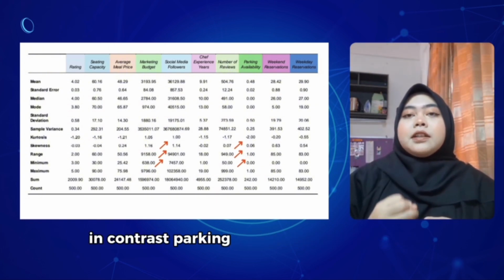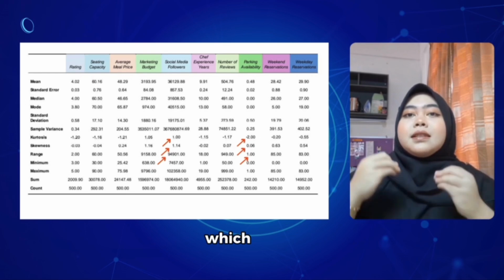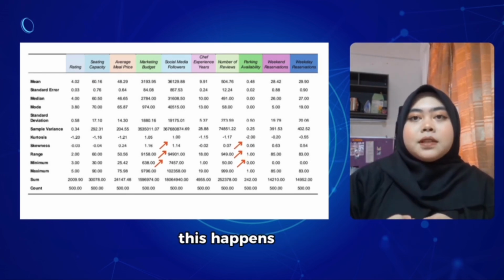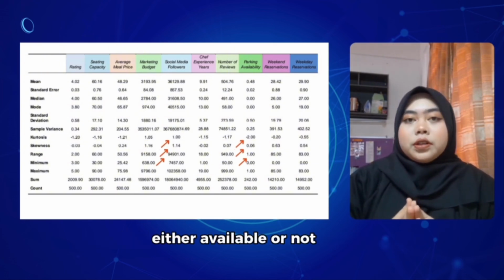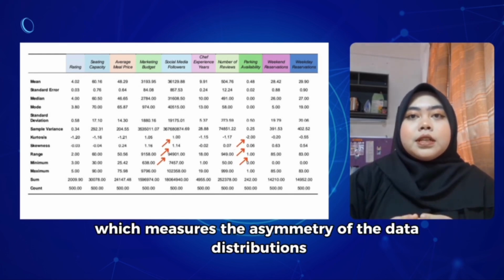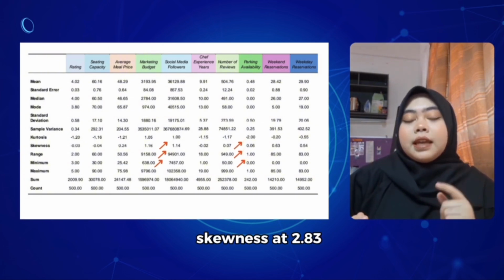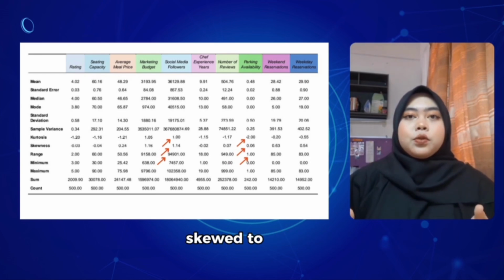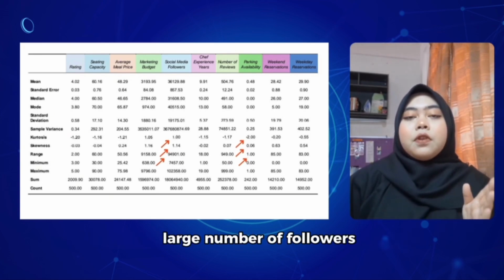In contrast, parking availability has the lowest kurtosis value at negative 0.45, which suggests that the data is flatter and more evenly distributed. This happens because most restaurants have similar parking options, either available or not. Finally, skewness, which measures the asymmetry of the data distributions, shows that social media followers have the highest skewness at 2.83. This high positive skewness means that the data is heavily skewed to the right, with only a few restaurants having an exceptionally large number of followers.